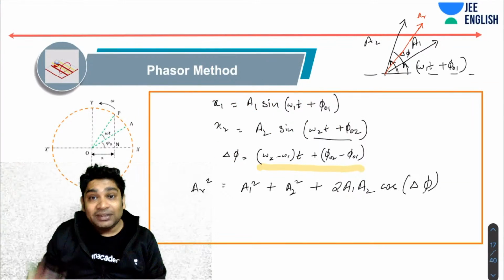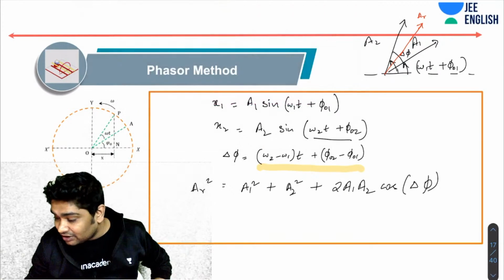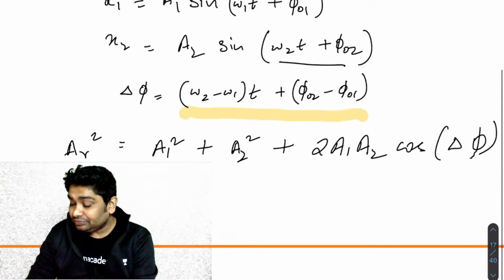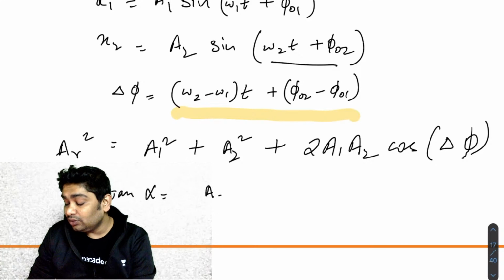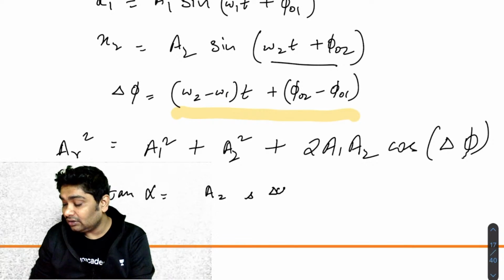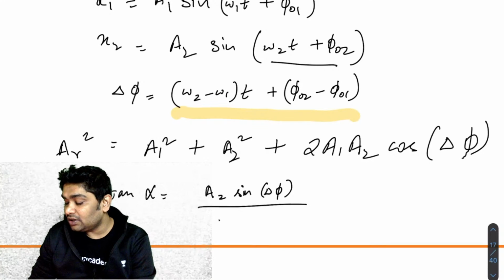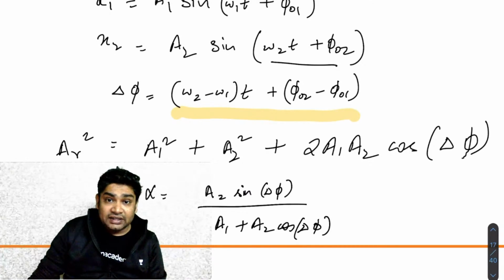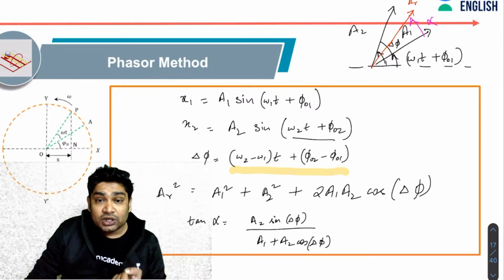Next, if I wanted to determine the phase of this, so you already know what this angle is going to be. If you remember your laws of vector addition, if let's say this angle was alpha, then you also know tan of alpha would have been a2 sine delta phi over a1 plus a2 cos of delta phi. So this is the method in which you could have found the general resultant of the superposition of these motions. But please note that this motion is not going to be SHM.